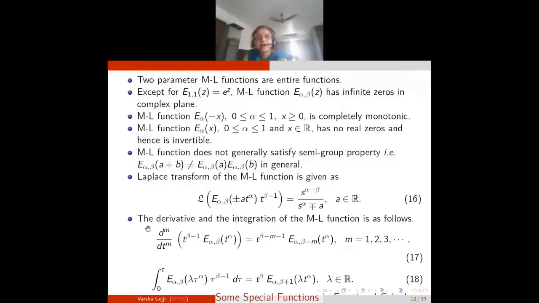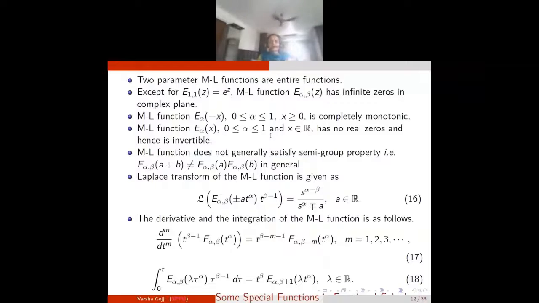E_alpha(-x) is a completely monotonic function. Then I have listed a few properties which will have very important applications. Say E_alpha(x), when alpha lies between 0 and 1 and x is a real number, has no real zeros. So like the exponential function, E_alpha(x), when alpha lies between 0 and 1, has no zeros. And this fact, we will come to see, has very important and far-reaching consequences.